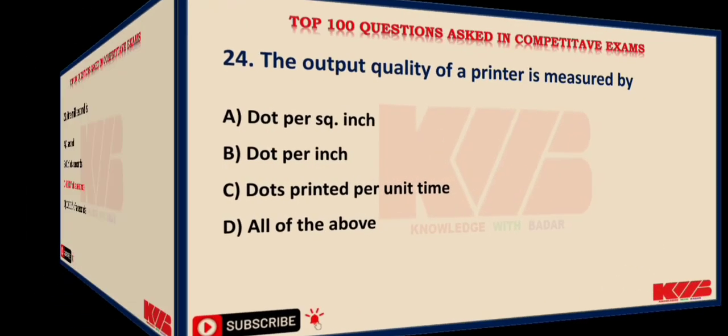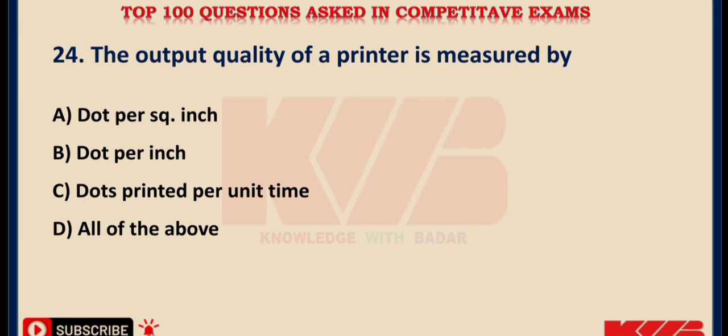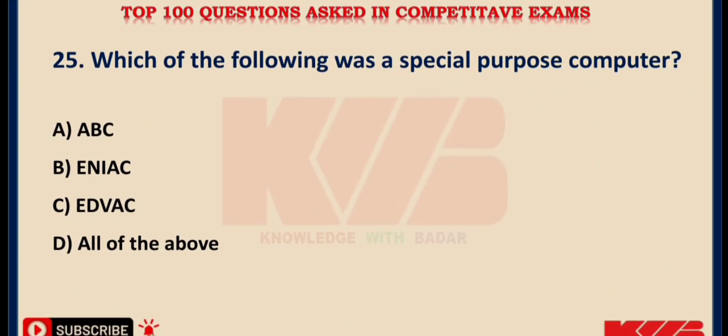The next question is, the output quality of a printer is measured by: dot per square inch, dot per inch, dots printed per unit time, or all of the above? And the correct answer is dot per square inch. The next question. Which of the following was a special purpose computer? ABC, ENIAC, EDVAC, or all of the above? And it was ABC.